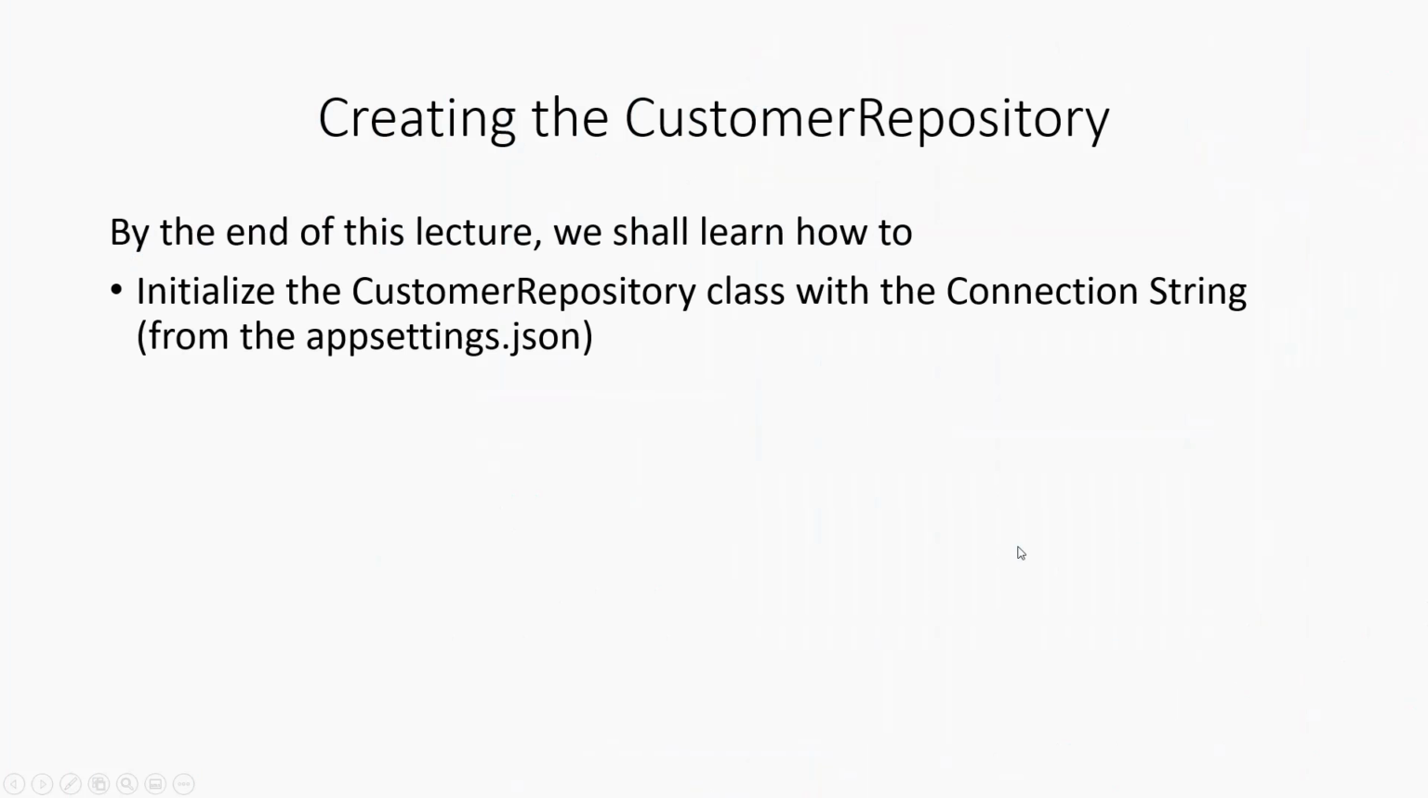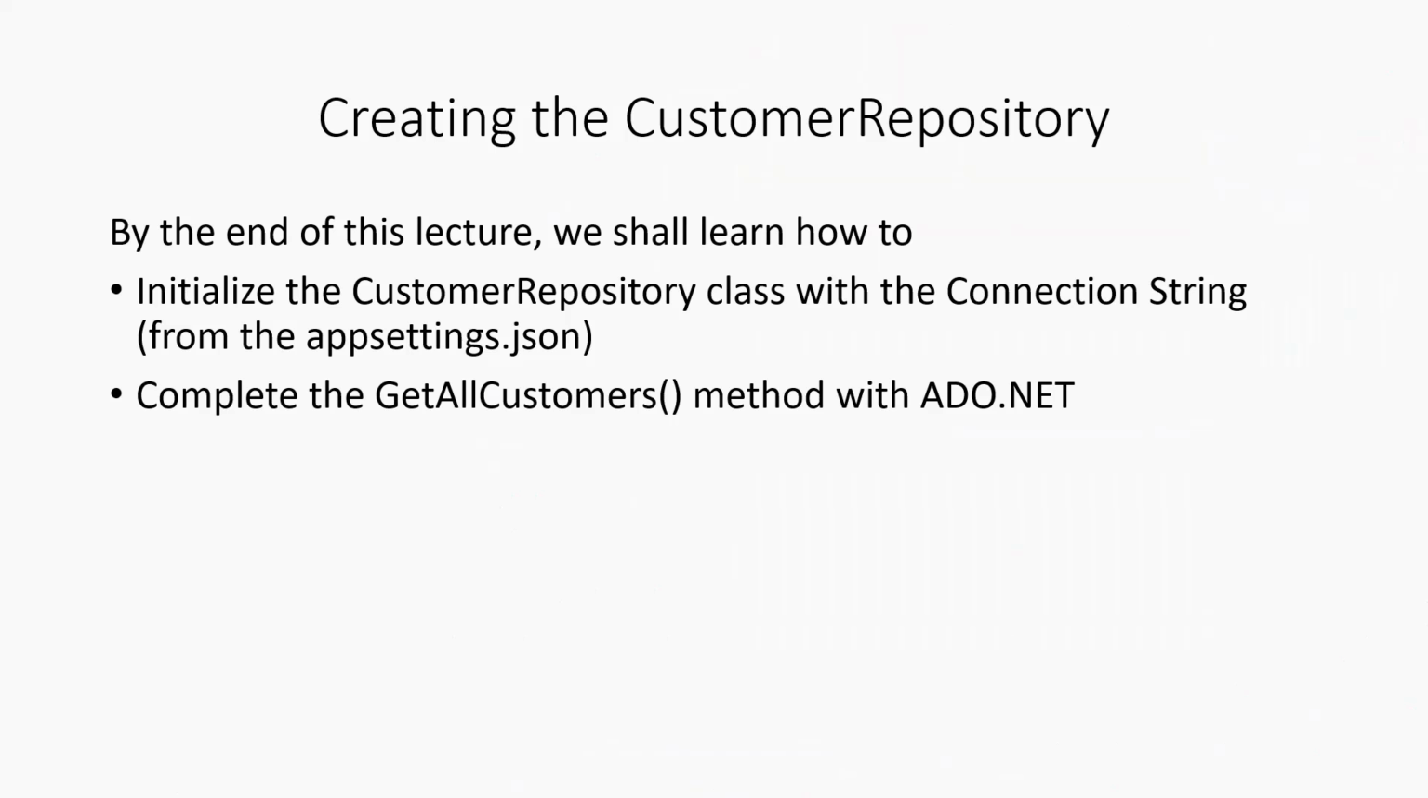By the end of this lecture, we shall learn how to initialize the customer repository class with the connection string from the configuration file, which is appsettings.json, and complete the get all customers method with ADO.NET technology. Okay, so let's flip over to Visual Studio now.